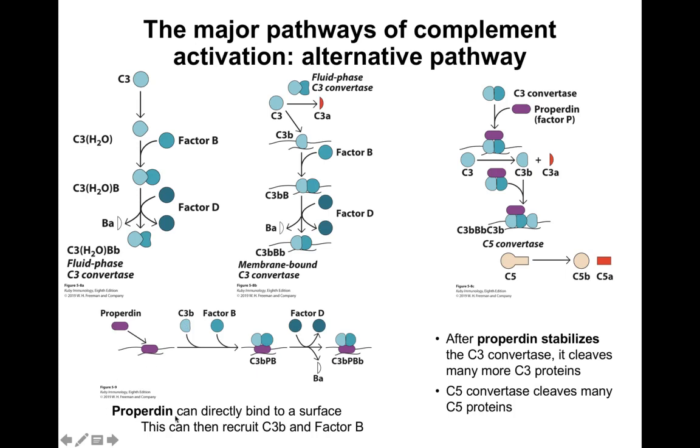You can also get properdin interacting directly with the surface and initiating this to happen. So properdin can be the starting factor, and then you can get C3b with factor B, and then factor D cleaving that factor B, releasing big B, little a, and then you can get C3b with properdin and big B, little b here.